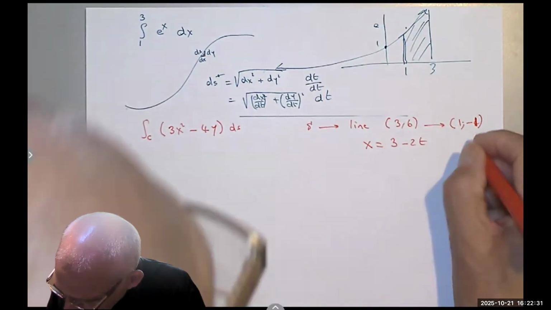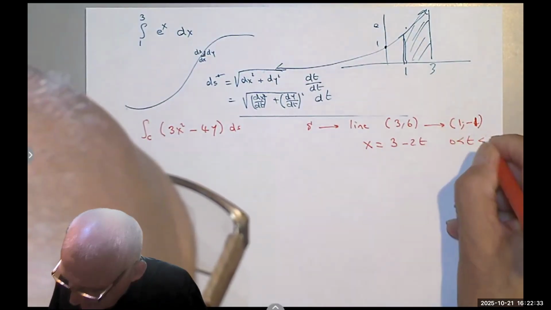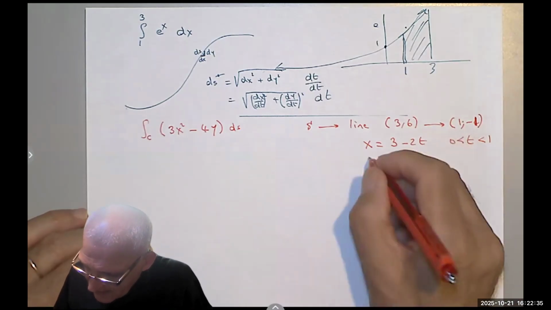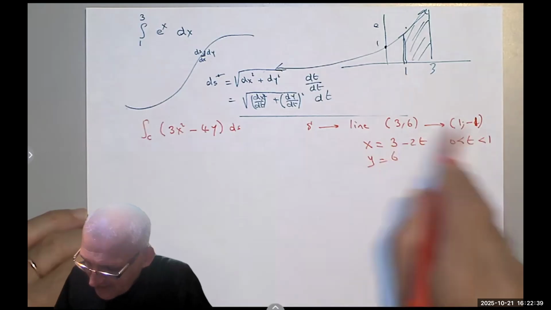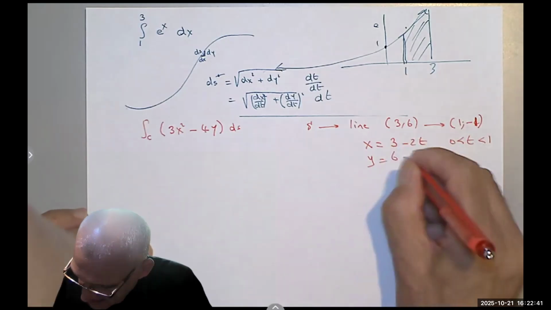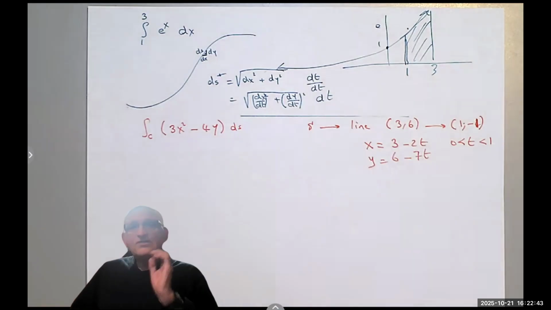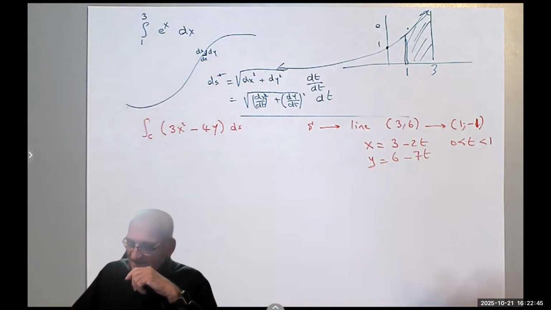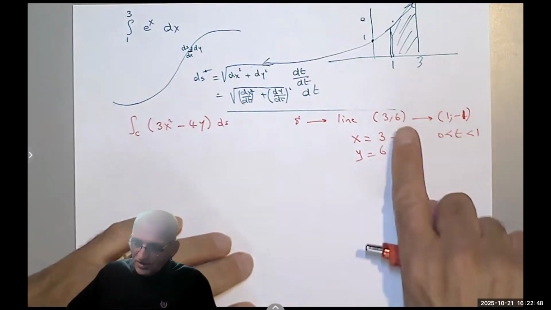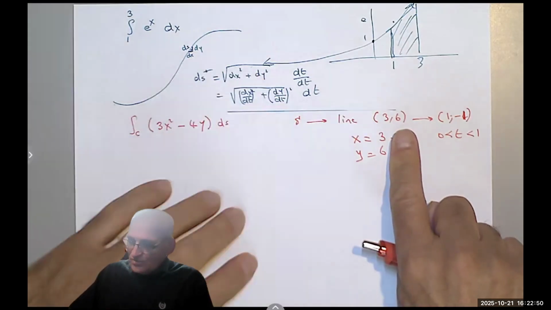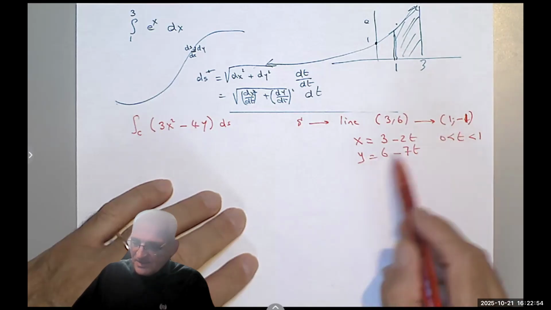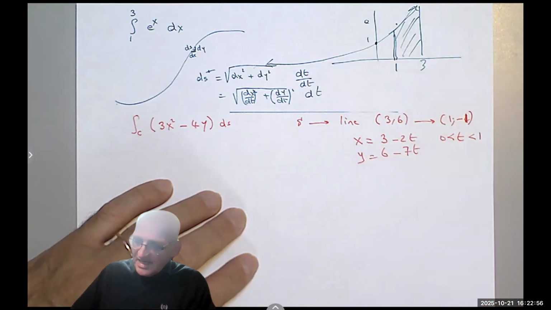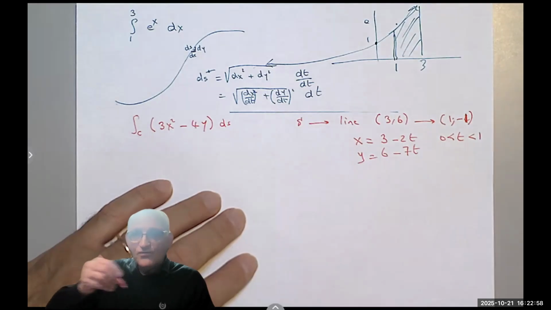And t goes from 0 to 1. How about the y? The y starts with 6 and then goes down to -1, meaning it drops 7, so minus 7t. Now, let's look at what happens. When you set t equal to 0, you get the original point. When you set t equal to 1, you get 3 minus 2, which is 1, and 6 minus 7, which is -1. Anything in between will move along this line.